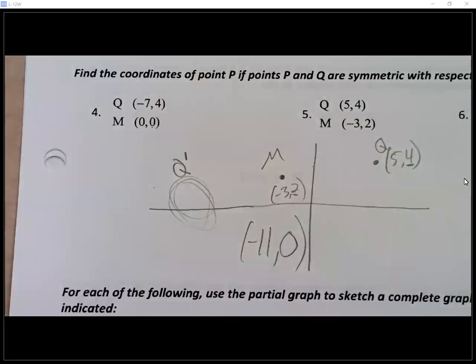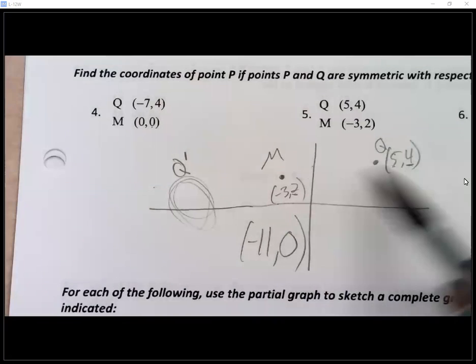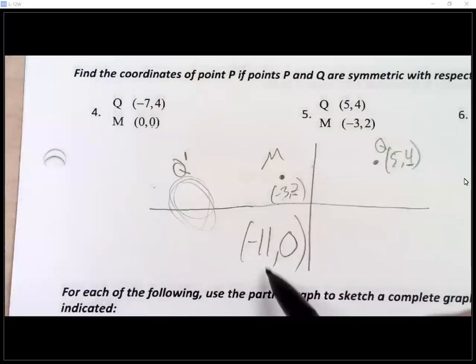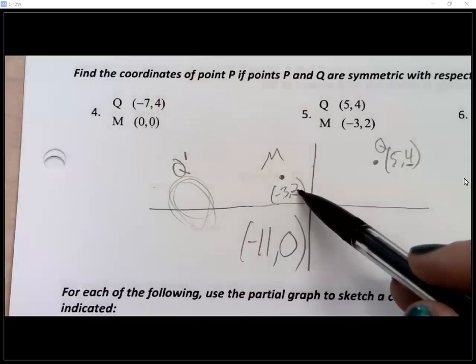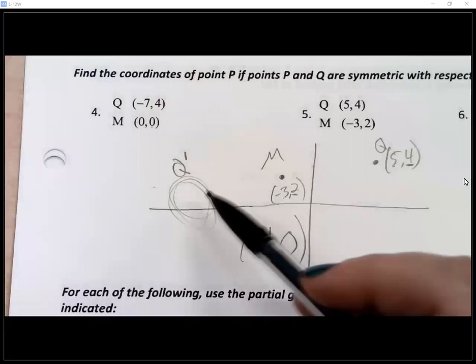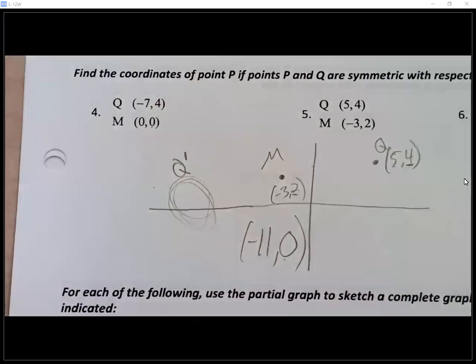And we had that cute little shortcut that we were like, okay, well, I go from 5 down to -3. So that's subtracting 8. Let me subtract 8 again. And I land here. I do the same thing with the Y's. I was at 4, I went down to 2. So that's, I subtracted 2. Let me subtract 2 again. And I end up at 0.